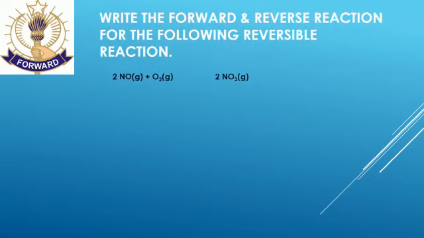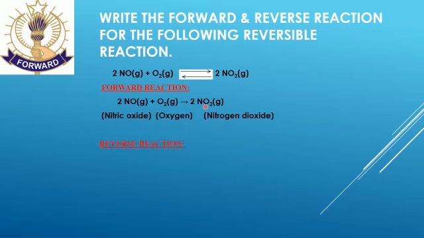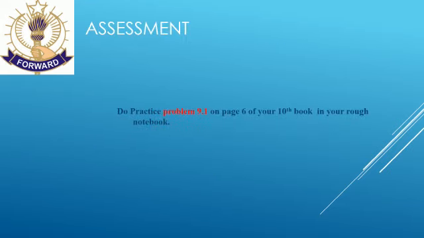Here we have another example. When nitric oxide reacts with oxygen, it will give you nitrogen dioxide. So the forward reaction can be written as nitric oxide reacts with oxygen to give you nitrogen dioxide, while the reverse reaction will be nitrogen dioxide decomposes and gives you back the same reactants, nitric oxide and oxygen. Now here we have an assessment for the students. Do practice problem 9.1 on page 6 of your book in your rough notebooks.